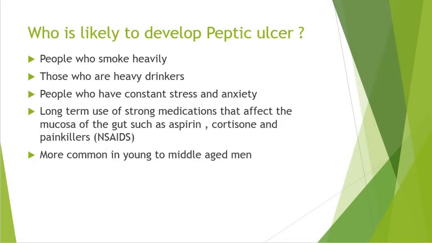Now, who is likely to develop peptic ulcer? People who smoke heavily, those who are heavy drinkers, people who have constant stress and anxiety, people who are on long-term use of strong medications that affect the mucosa of the gut, such as aspirin, cortisone, and painkillers like NSAIDs, and it's more common in young to middle-aged men.